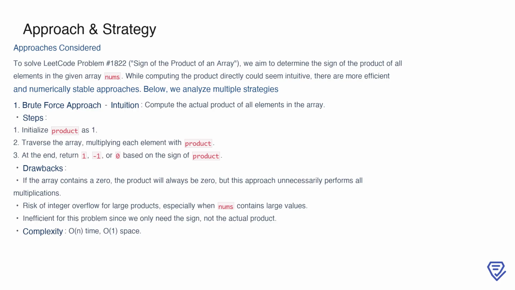If the array contains a 0, the product will always be 0, but we would still perform all the multiplications unnecessarily. Additionally, if the product grows very large, there's a risk of integer overflow. Finally, this method is inefficient because we don't actually need the full product, just its sign. Although the time complexity is O(n), the brute force method is not the ideal solution for this problem.